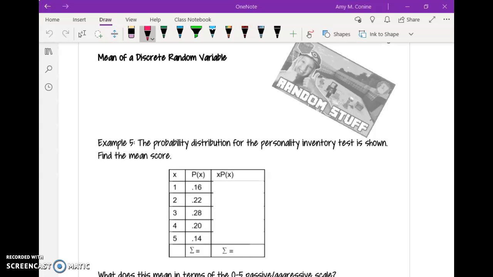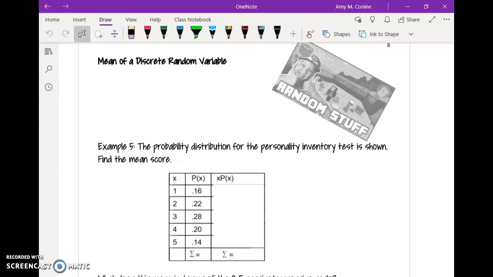All right, so we left off with the mean of discrete random variables. So we have a formula for that. If you remember, mu is the mean. So mu equals our sigma notation, you remember, is that sum. So the sum of your variables times the probability of your variables.